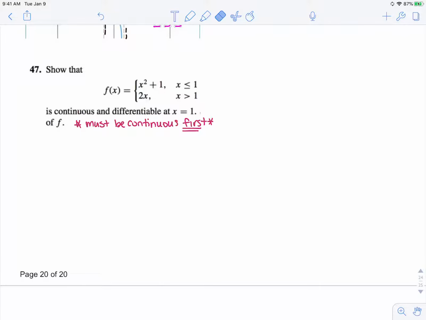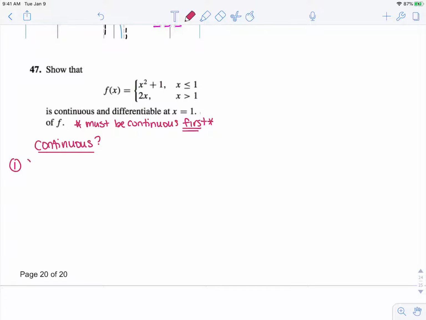Here, in this last example, we want to show that this piecewise function is continuous and differentiable at x equals 1. So we must show that the function is continuous first before we can show it's differentiable, because if it's not continuous at 1, then there can't be a tangent line at 1. So we're going to check for continuity first. And this goes back to unit 1.